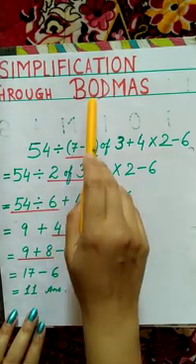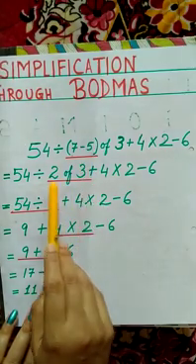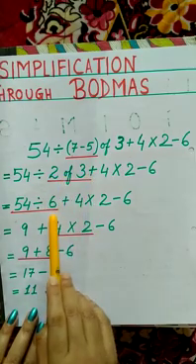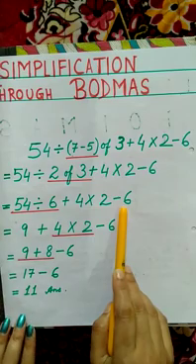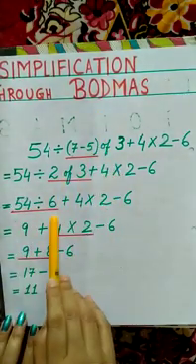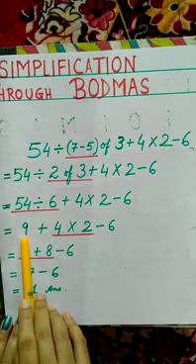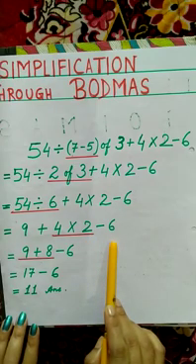After bracket we have of. So we underline the operation. 2 of 3 means 2 into 3 is 6. The rest of the numbers and operations remain the same. Now we have D, that is division. 54 divided by 6 is 9. The rest of the operations and numbers remain the same.